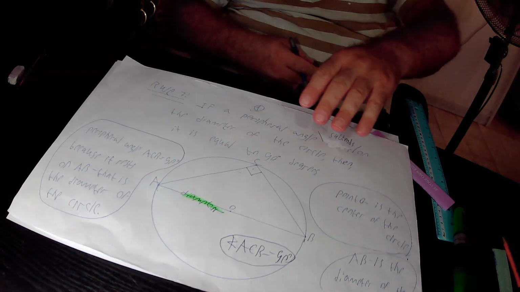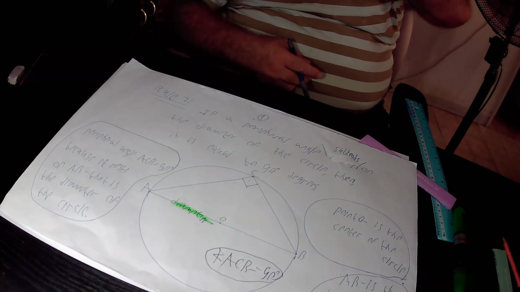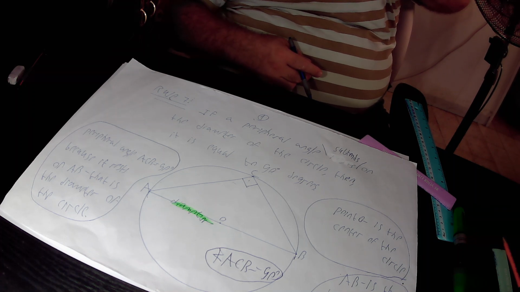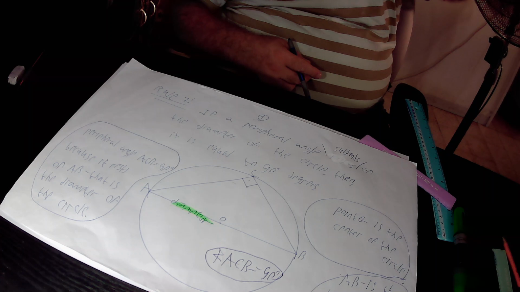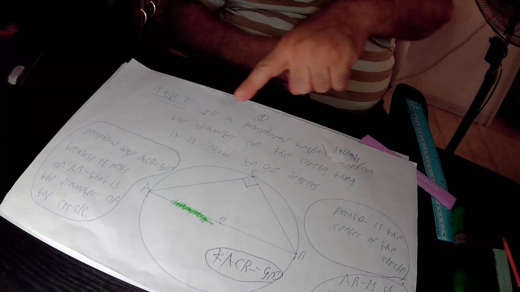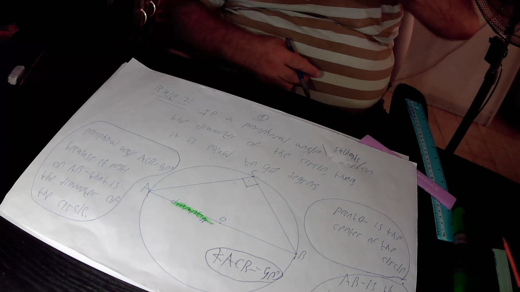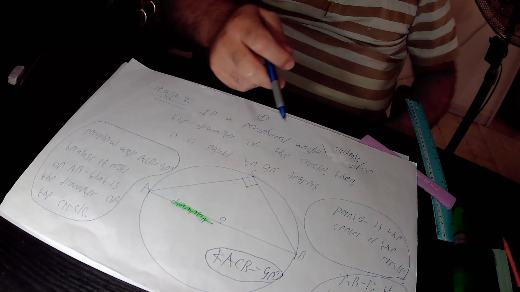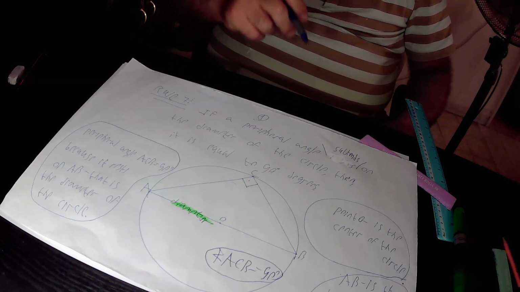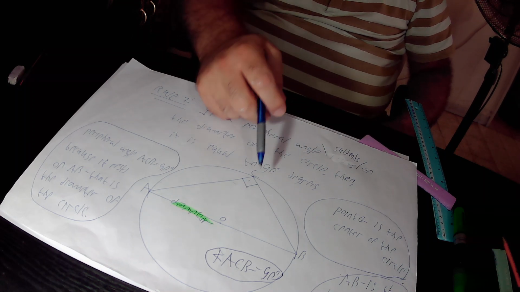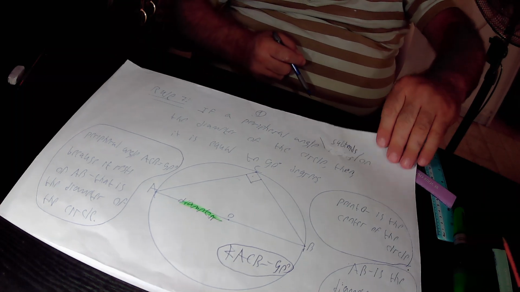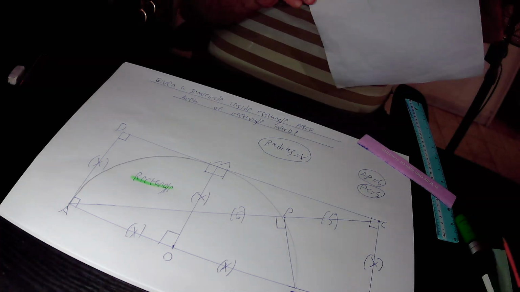According to rule 7, if a peripheral angle subtends the diameter of the circle, then it is equal to 90 degrees. In the drawing, we have a circle. AB is the diameter of this circle, and this is peripheral angle ACB that subtends AB, that is the diameter of this circle, and therefore peripheral angle ACB is equal to 90 degrees according to this rule, rule 7.